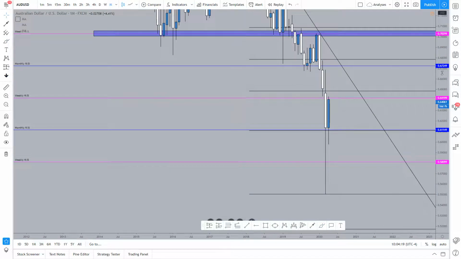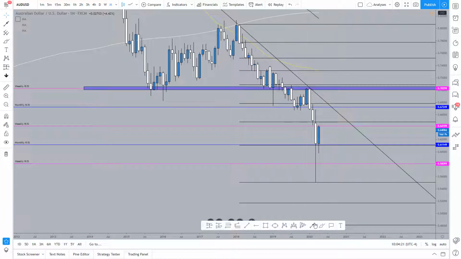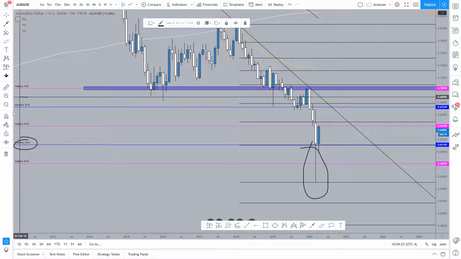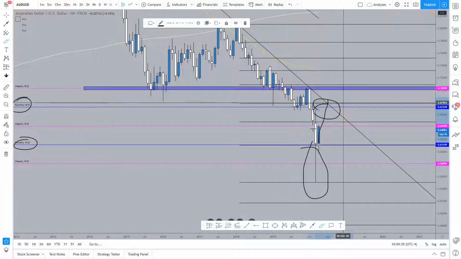Now if you go to the monthly resistance support analysis, this one here got rejected by the wick there, so you expect the price to go to the other one there on this zone.